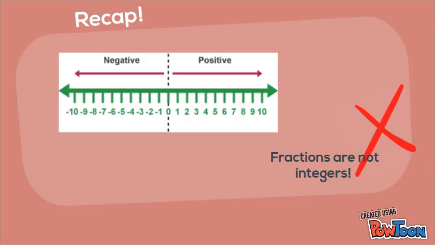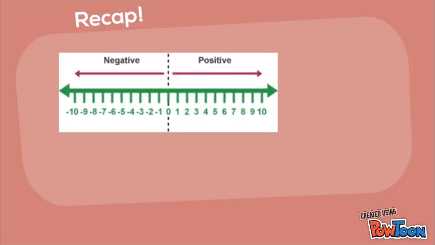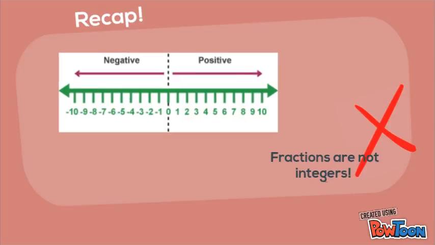Let's have a quick recap. Remember, negative fractions go on the number line before the 0, and positive fractions go on the number line after the 0. A fraction cannot be an integer because it isn't a whole number. And when we are dividing the space between two integers on a number line, remember they must be equal parts, and you shouldn't use the amount of lines to match the denominator.